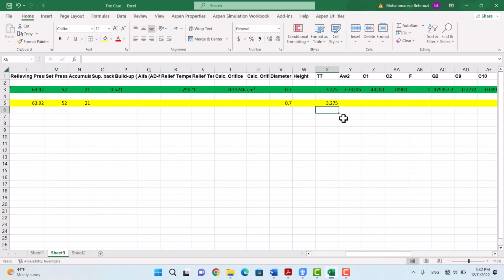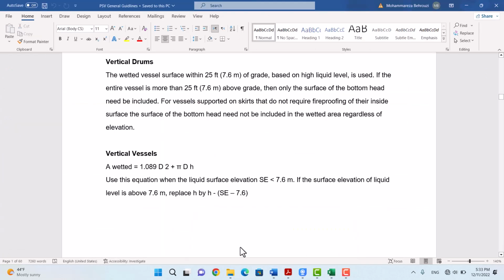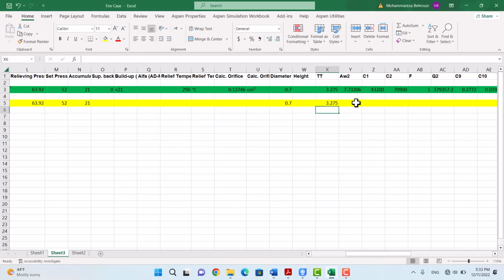So I use this equation for calculation of wetted area and insert it here. But to save time, I make a pause and insert the equation here. As you can see, the equation is written down here, the exact equation that we just defined, and the exposure area is this value.